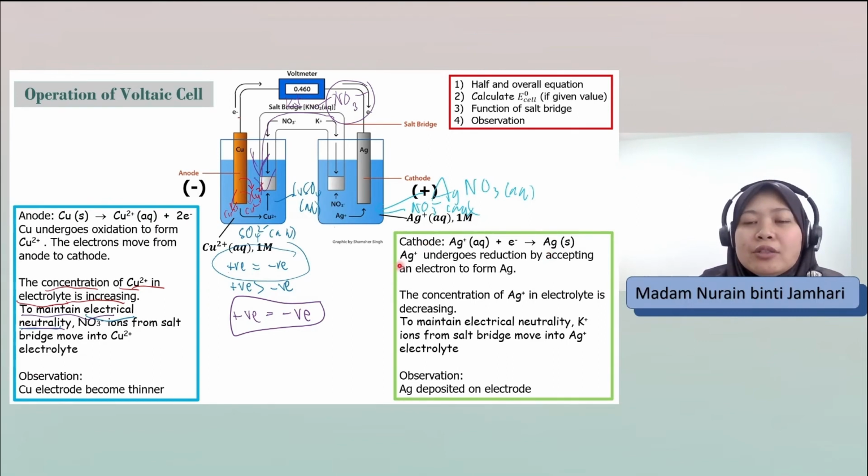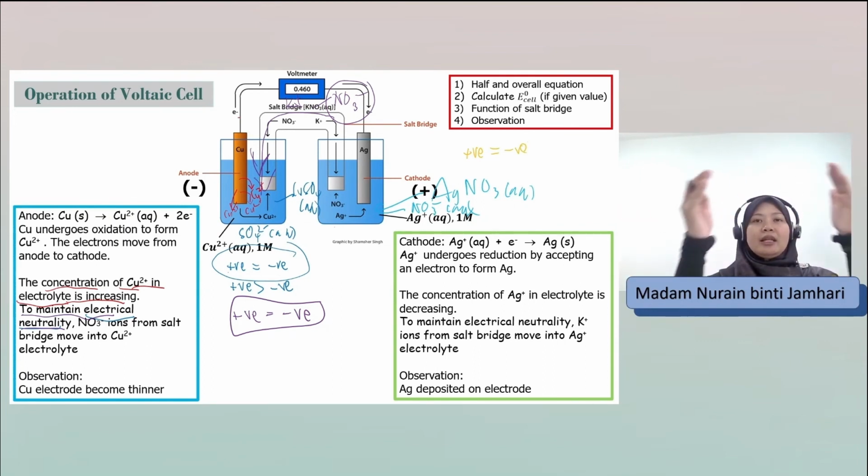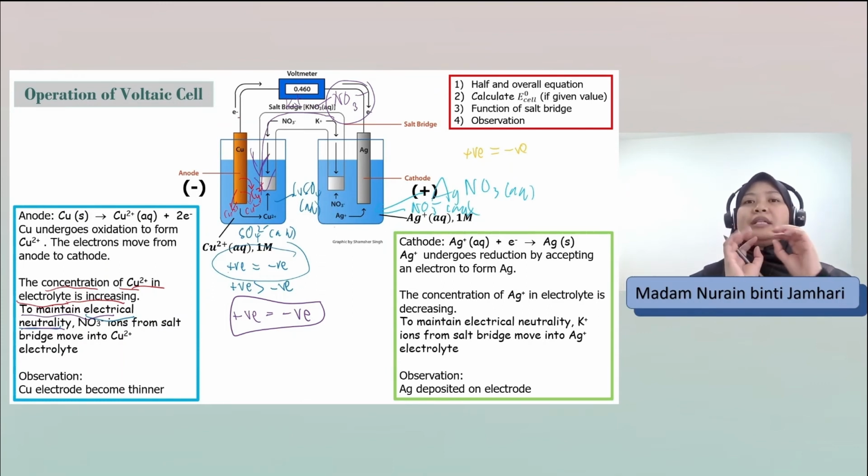Okay, so kat sini I write what happened, which is Ag+ undergoes reduction by accepting an electron to form Ag. Sebab tadi kita cerita electron move from anode to cathode. So apa yang berlaku? Siapa yang akan accept the electron yang tadi kita cerita? Ag+. So dia akan form Ag. Okay, kemudian kita cerita balik pasal function of salt bridge. Okay, so pada asalnya the positive charge and the negative charge are balanced. That's mean dalam beaker cathode saya dia neutral. Okay, dia neutral, electrical neutrality.